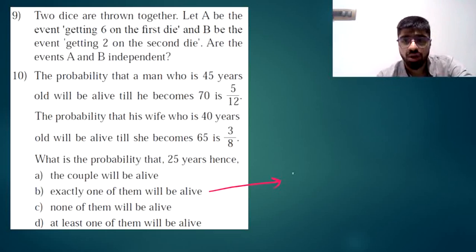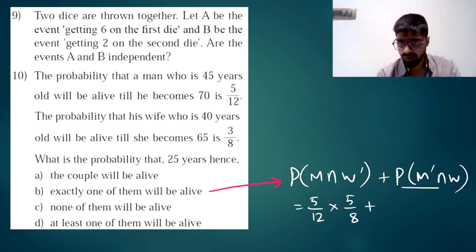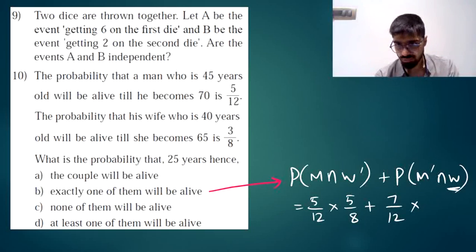Exactly one of them will be alive. So P of the man being alive intersection W complement, that is the woman not being alive, plus the man not being alive and the woman being alive. We need just one of them to be alive. So these are the only two cases. And P of M intersection W complement will be P of M into P of W complement. P of the man being alive 5 by 12 into P of the woman not being alive 5 by 8 plus P of M complement, that will be 7 by 12, that is man not being alive, P of W, P of woman being alive 3 by 8.